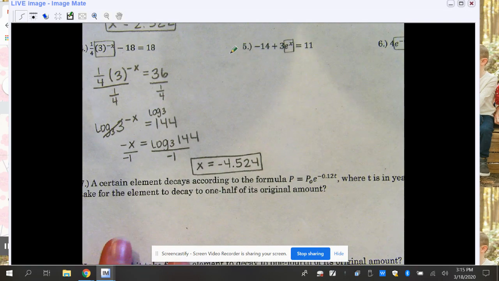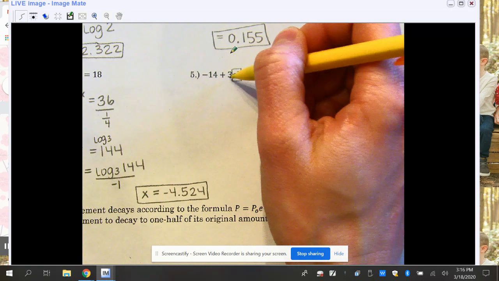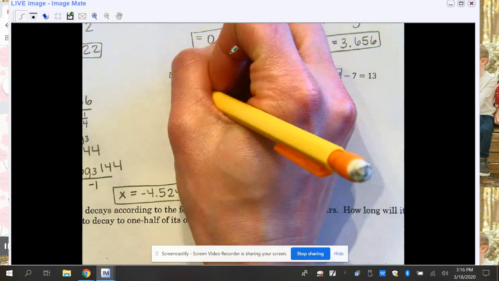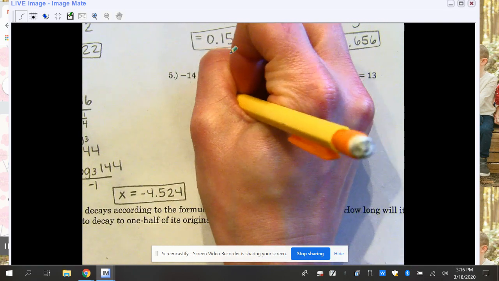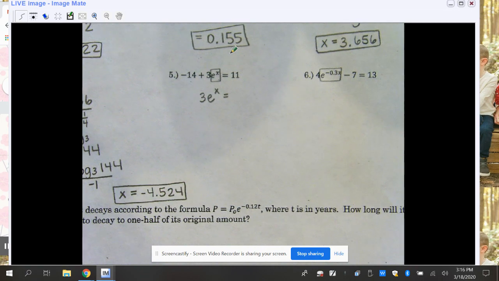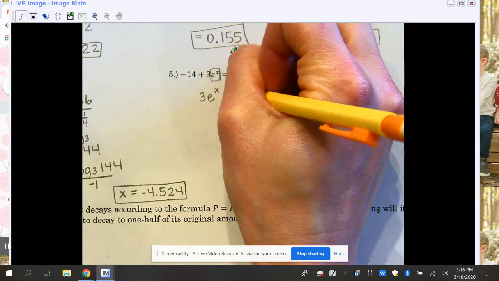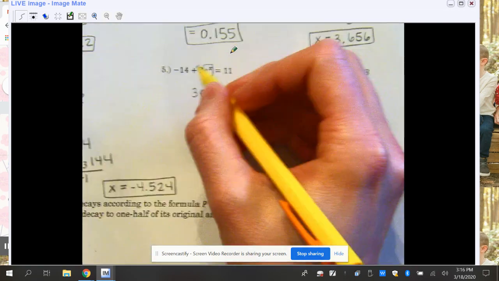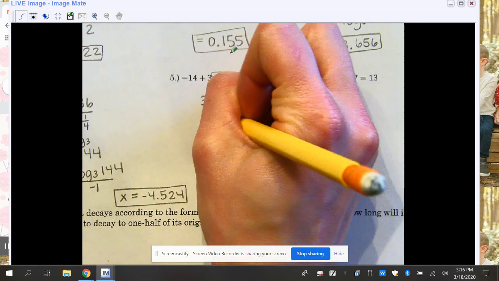All right, so now this one we're going to approach the same way. I need to get this exponent by itself. Normal rules of solving equations apply. So I'm going to add 14 to both sides. 11 plus 14 is 25. And so now I need to get this e to the x by itself. That's the exponent. So we have e to the x.